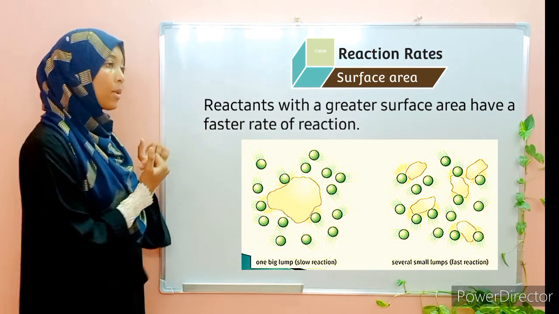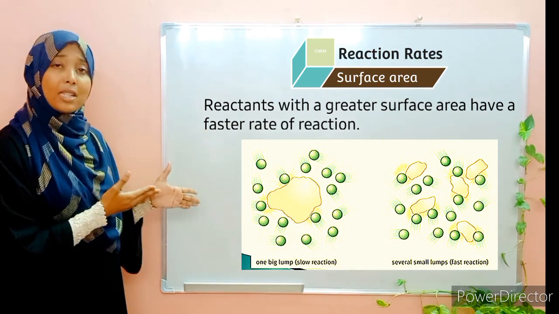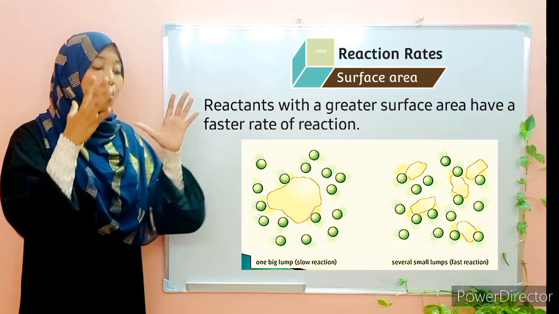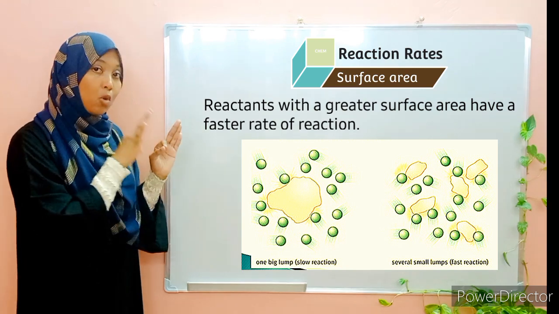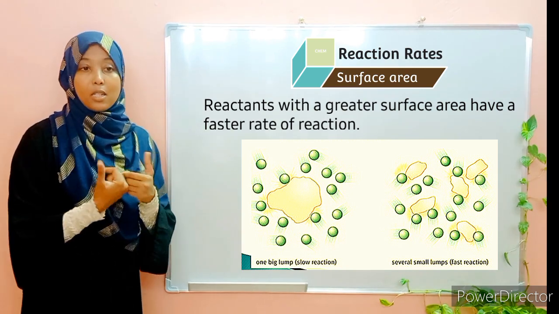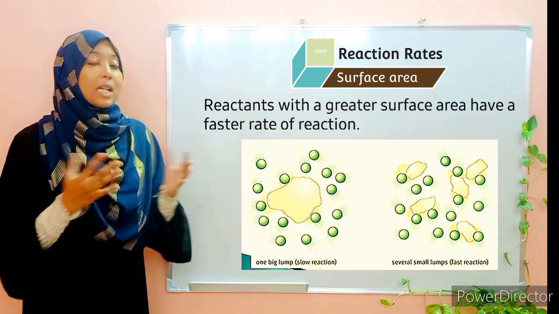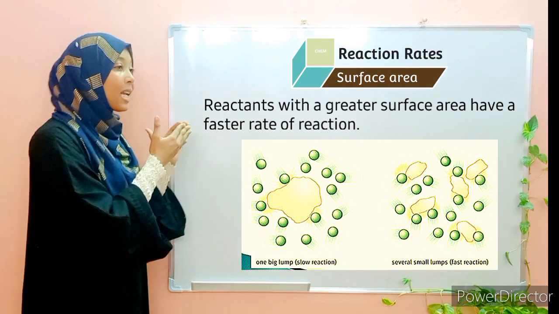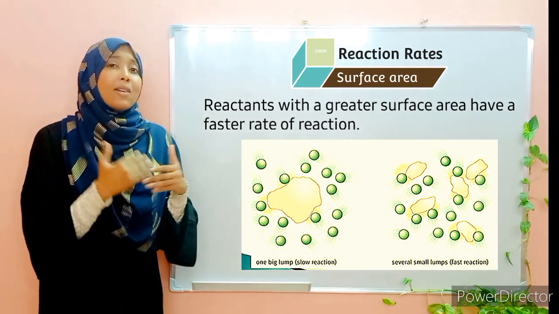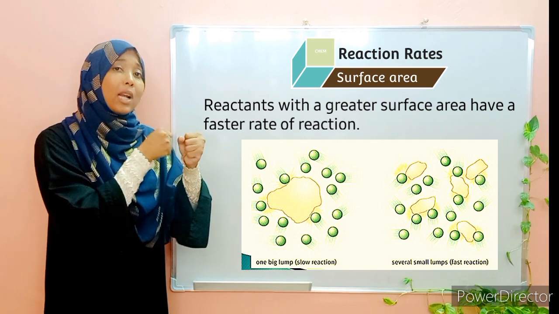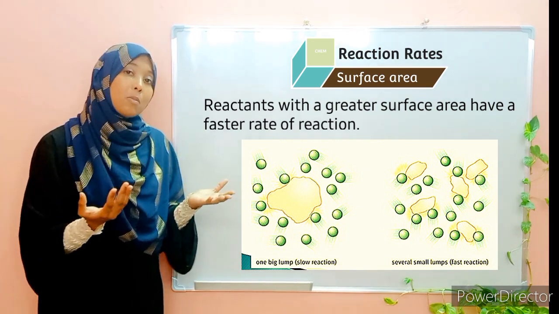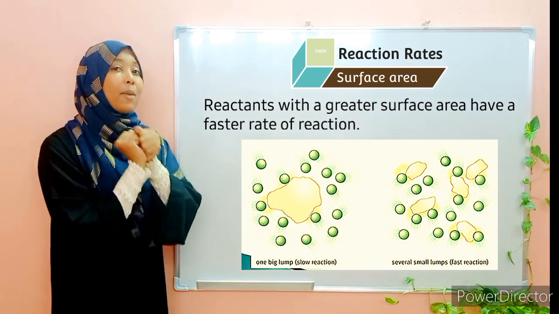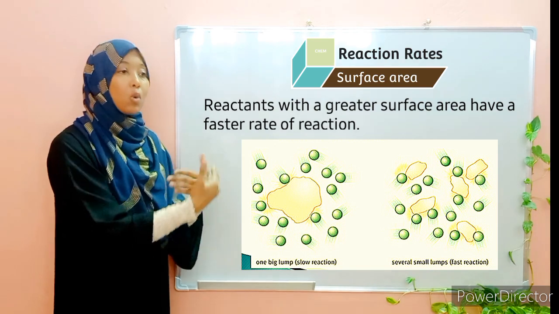Now let us look at the diagram that we have on the board. In the first instance, we are having a solid in form of a huge lump, just one big block. Now you can see the smaller particles, those are the other reactant. So let's imagine those are the particles of a certain solution. Now because we have the solid in one big form, the reacting particles of the solution will have a smaller surface area of the solid that they will come into contact with. So what will this mean? Simply means that the rate at which the effective collisions will happen will be less. So the reaction will be slow.